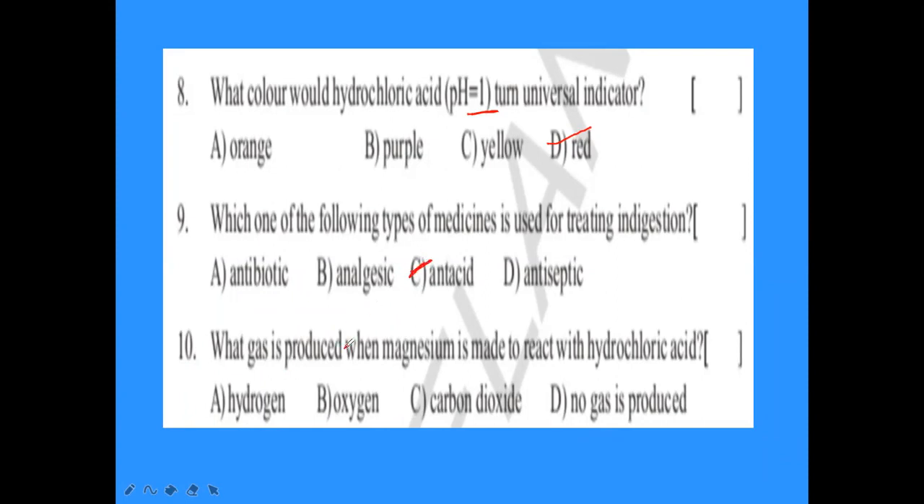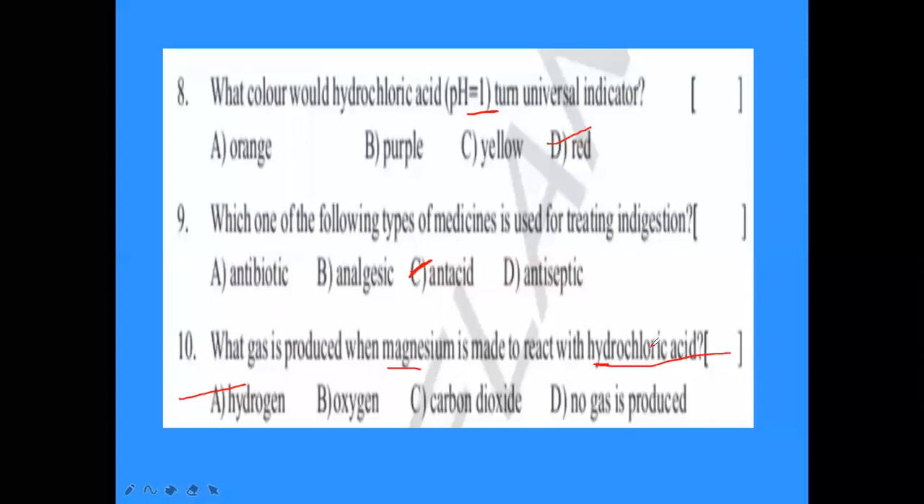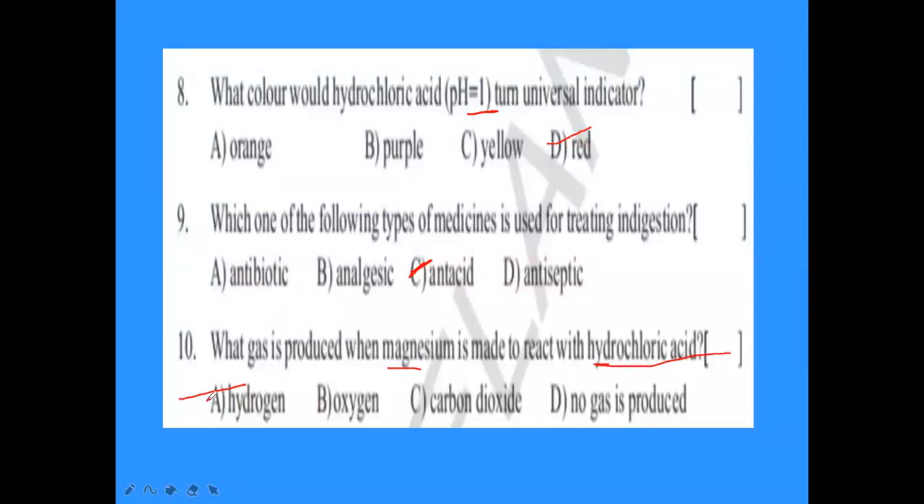Next, what gas is produced when magnesium is made to react with hydrochloric acid? Magnesium is a metal. When a metal reacts with HCl, which gas will be produced? Hydrogen gas is produced. So hydrogen gas is generally produced when metals react with acids. So H2 gas. These are important bits given at the end of the lesson.